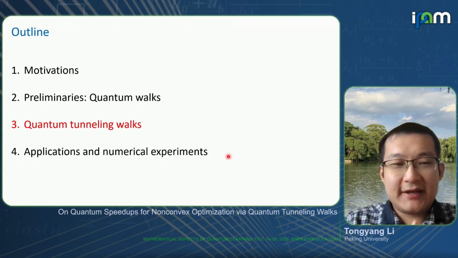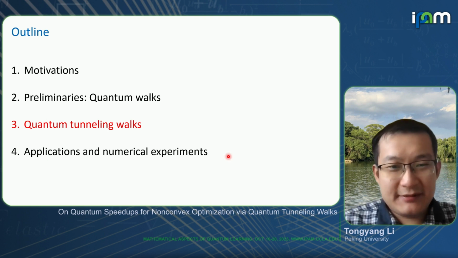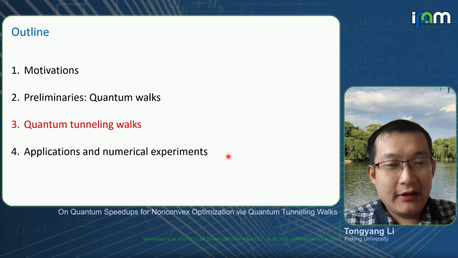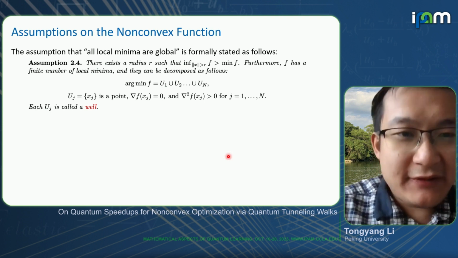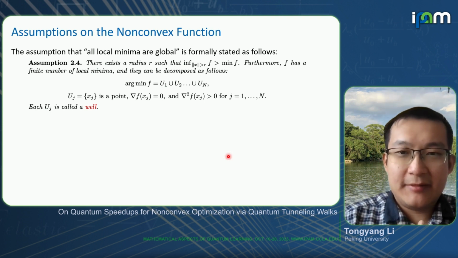Okay, so this is just a quick recap of the existing things in quantum walk. Let me also explain a little bit more about the quantum tunneling walk here. For the quantum tunneling walk, we do have this assumption that all the local minima are global.